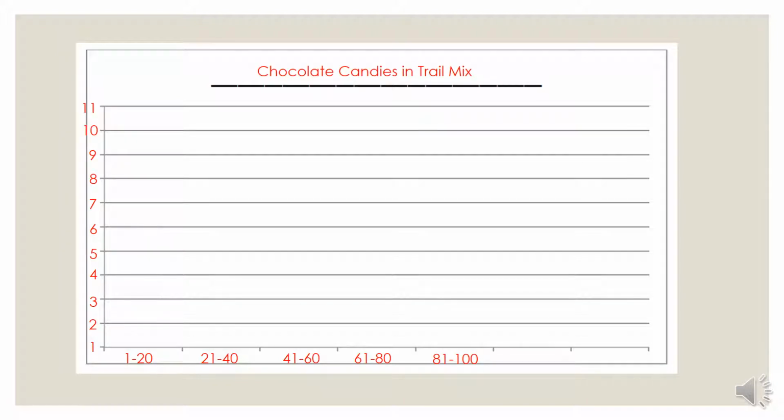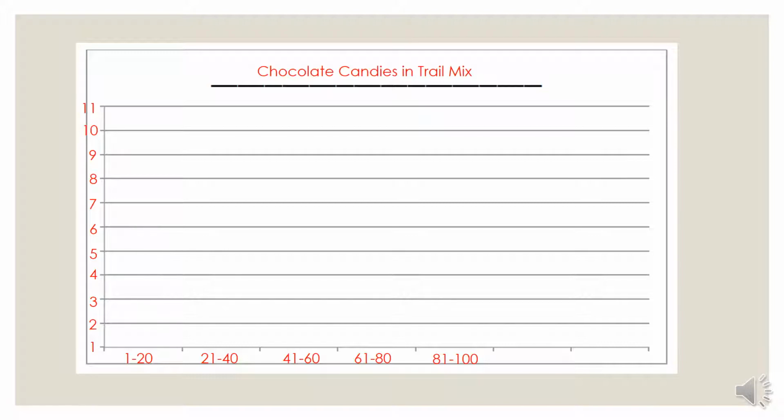All right, so here I have gone ahead and filled in parts of our histogram. I've put a title on it. I just called it Chocolate Candies and Trail Mix. You can call it whatever you want, just as long as it's related to the problem. And then I have filled in our intervals down here. I've got 1 to 20, 21 to 40, and so on. And then I filled in the frequencies from 1 to 11. I just went ahead and numbered the lines there.